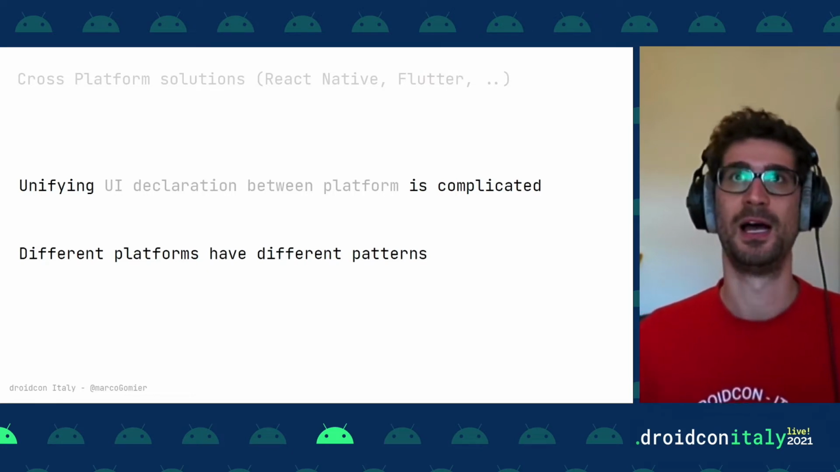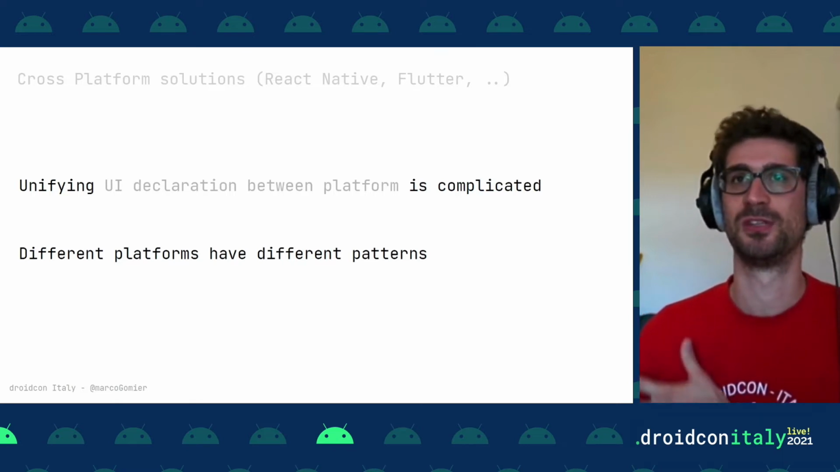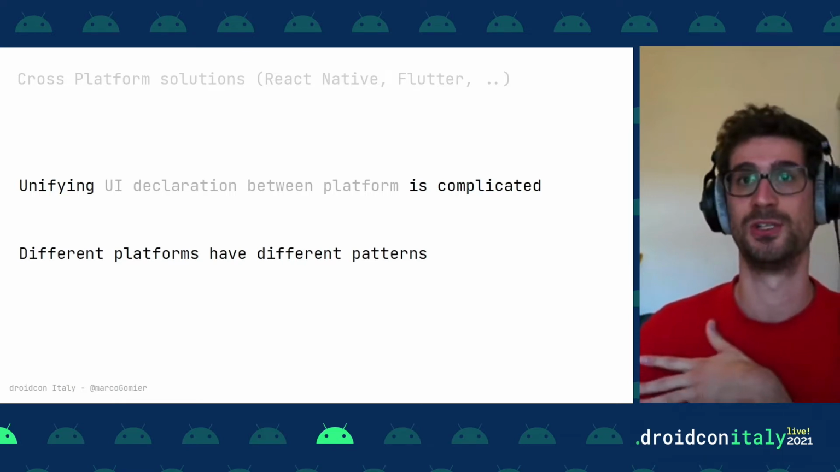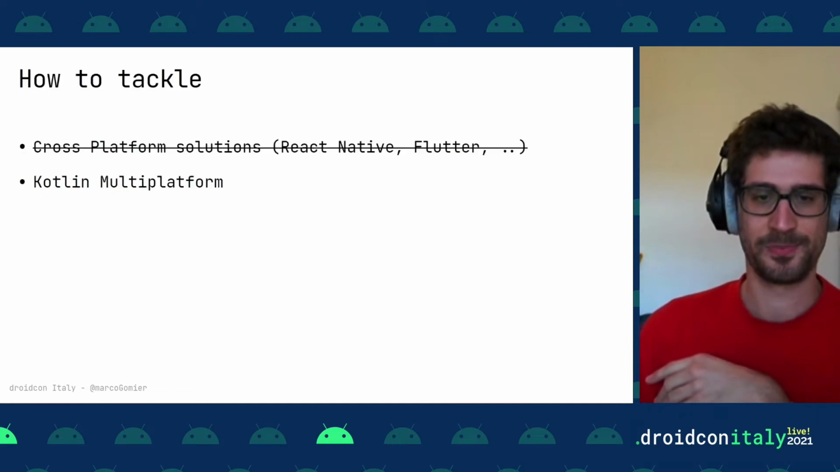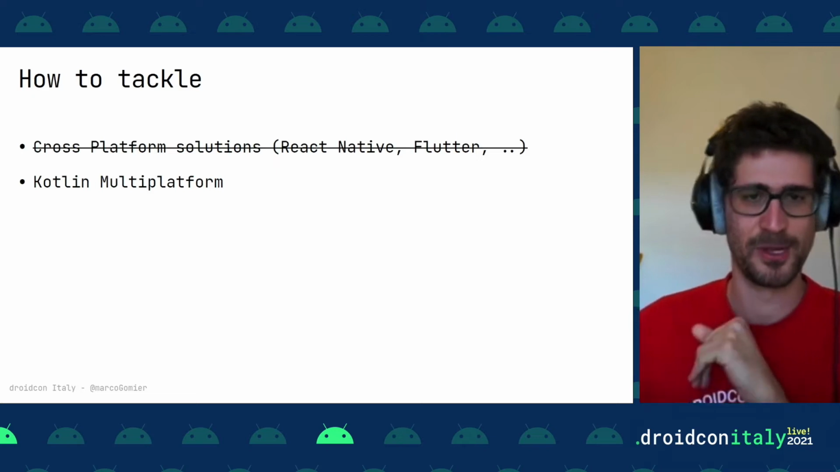For example, in my past company, we had problems with React Native because, yeah, it was too slow on certain devices. So the solution to fix this kind of problem is Kotlin Multiplatform.